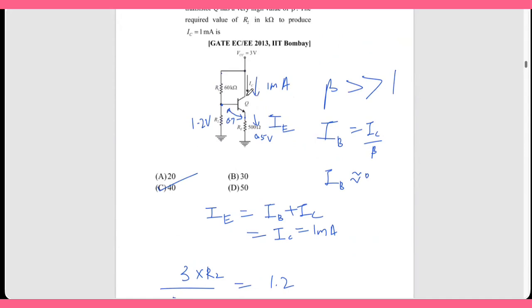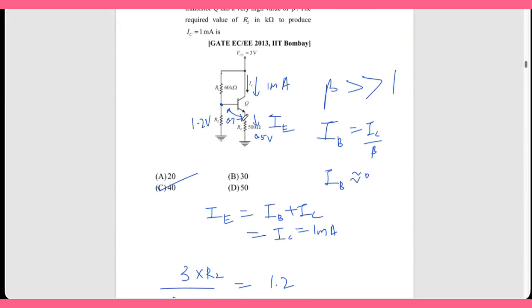We have to find out R2 so that IC is 1 milliamp. They are telling beta is very high, so we can neglect IB. IE is IB plus IC. Since we are neglecting IB, IE is equal to IC, which is 1 milliamp.